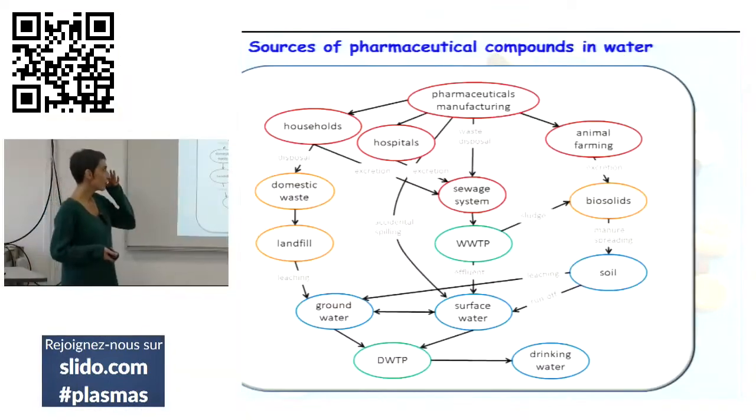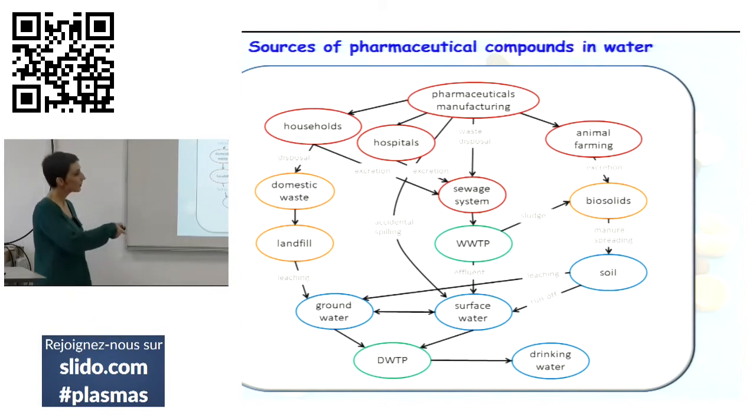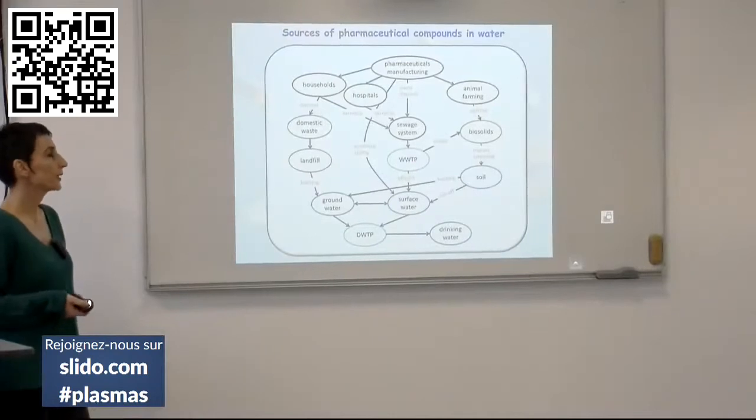Regarding the sources of pharmaceutical compounds in water, excretion is considered as the most important source of water contamination. So excreted human pharmaceuticals from households or hospitals pass through the sewage network, and then they reach wastewater treatment plants. There, some of them are degraded, but not all of them, and many are not completely eliminated during this treatment, so they are transported and contaminate surface water.